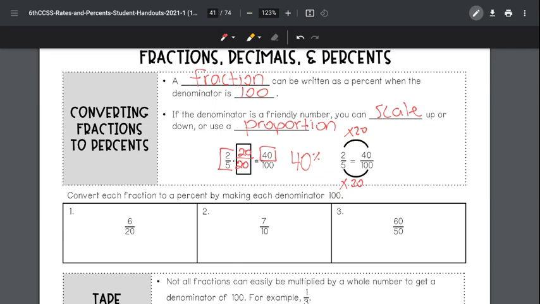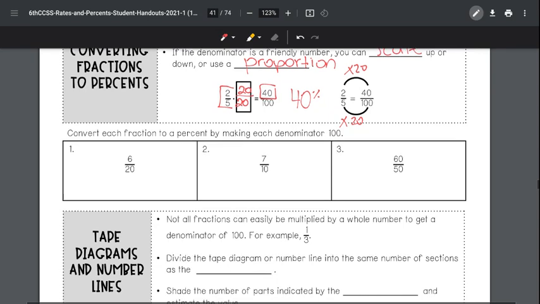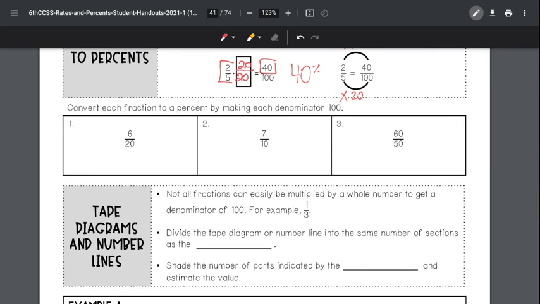But you've got to make your proportions. Number 1, it says convert each fraction to a percent by making each denominator 100. So if I write 6 over 20 equals blank over 100, yeah, we can cross multiply and then take that answer and divide by 20. Or you can tell me how I go from 20 to 100, and we're going to multiply by 5. And you're going to use the same pattern. 6 times 5 is 30. So we're talking about 30%.